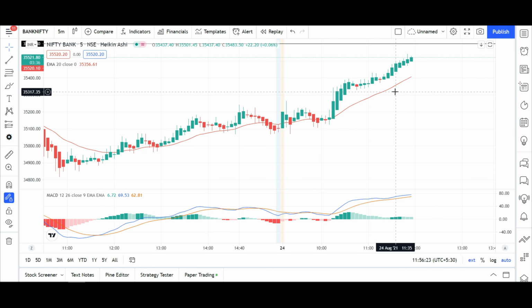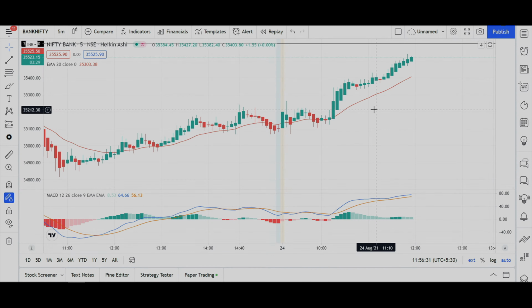In the next part of this video, I will be teaching you how you can use these three indicators to take amazing trades in Bank Nifty. So let's get to that now.